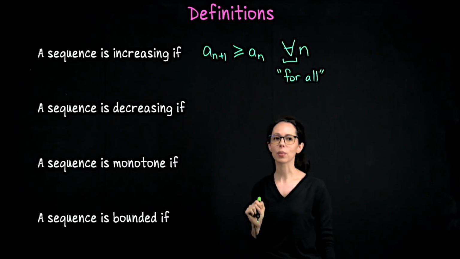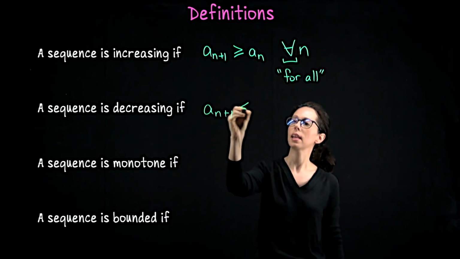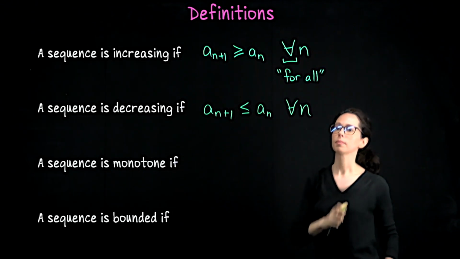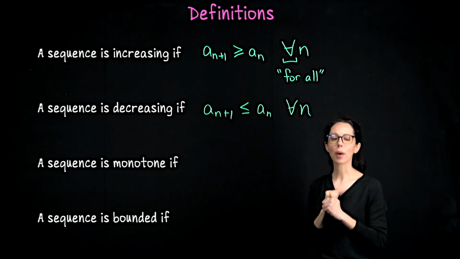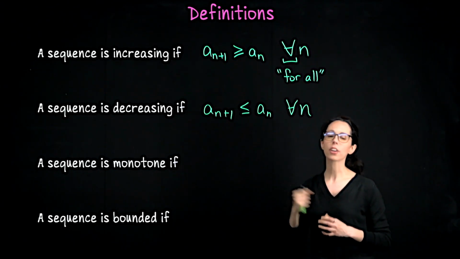On the other hand, sequences are decreasing if a sub n plus 1 is less than or equal to a sub n for all indices n. Let me give you a minute to assess whether or not a constant sequence, like the sequence 1, 1, 1, 1, 1, is increasing or decreasing.